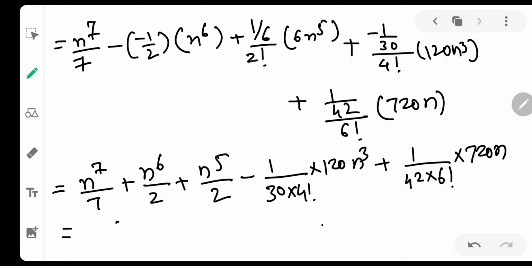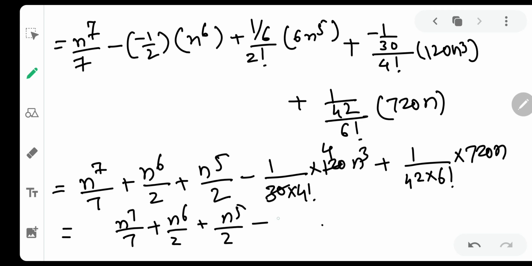So basically what we have is n raised to 7 by 7 plus n raised to 6 by 2 plus n raised to 5 by 2 minus, just observe carefully, 1 by 30 into 120, and 4 upon 4 factorial will be just 1 by 3 factorial, right? So this will be 6, so n cube by 6. 6 factorial and 720 gone, and you have n by 42. That's it. See how easy that was?